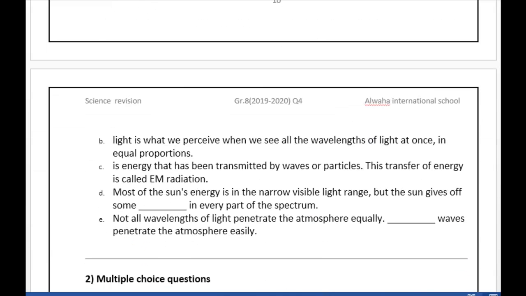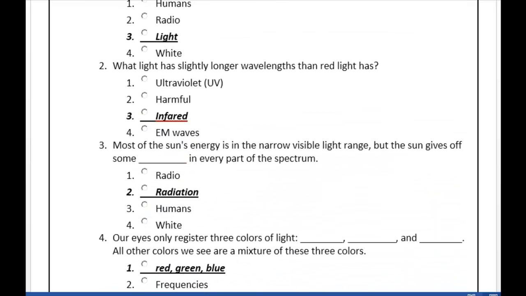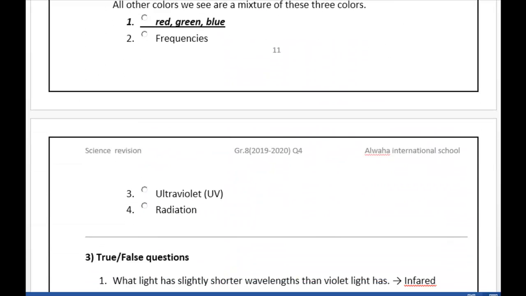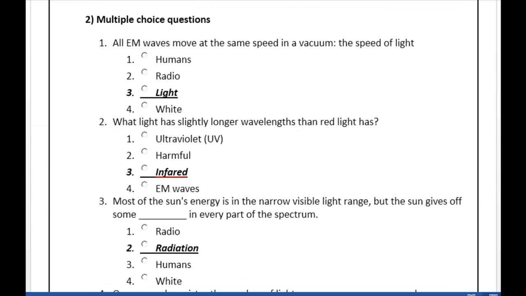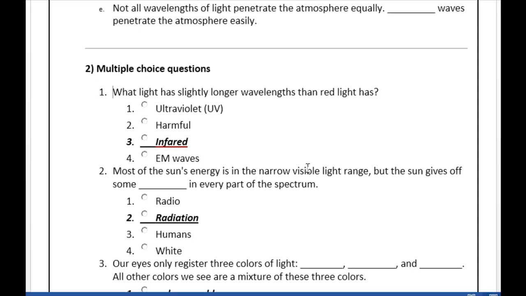Number 1. Number 2, choose the correct answer. All electromagnetic waves move at the same speed in a vacuum. The speed of light. Okay, number 1, what light has slightly longer wavelengths than red light? So the answer will be infrared.